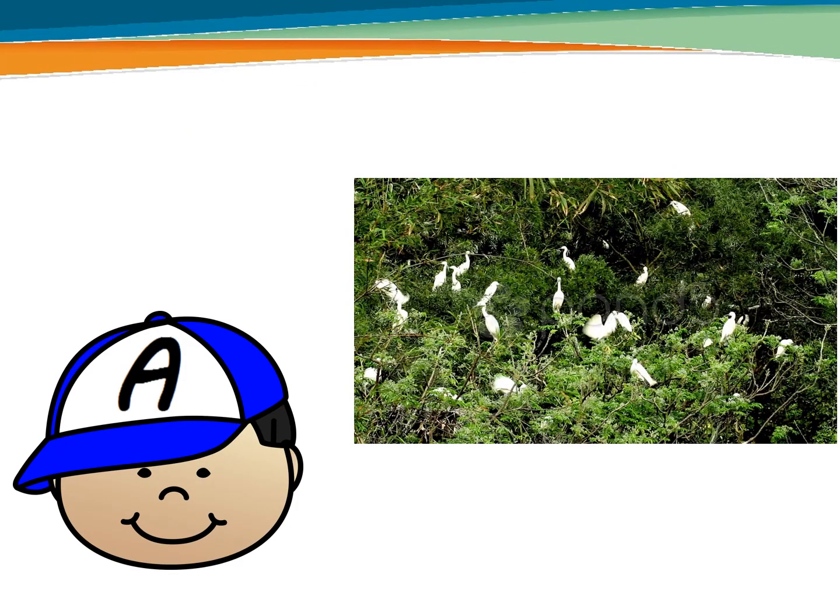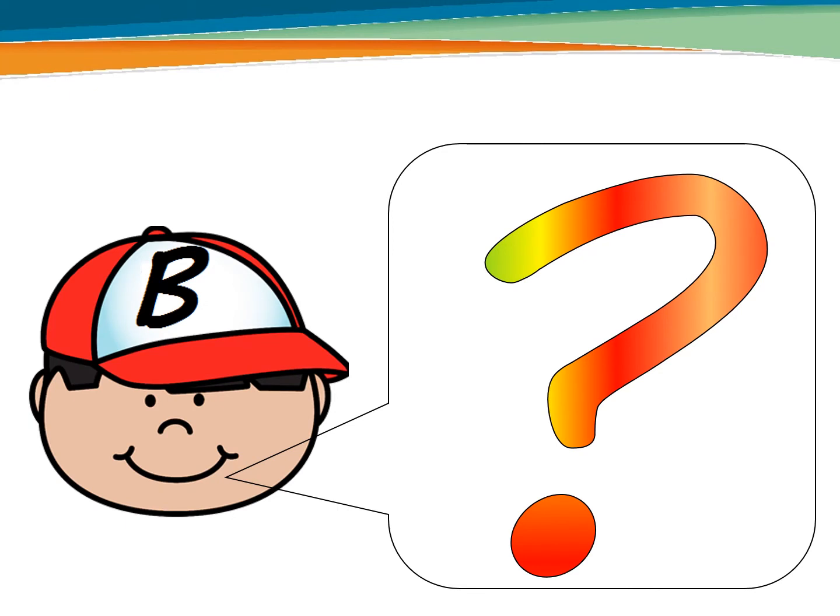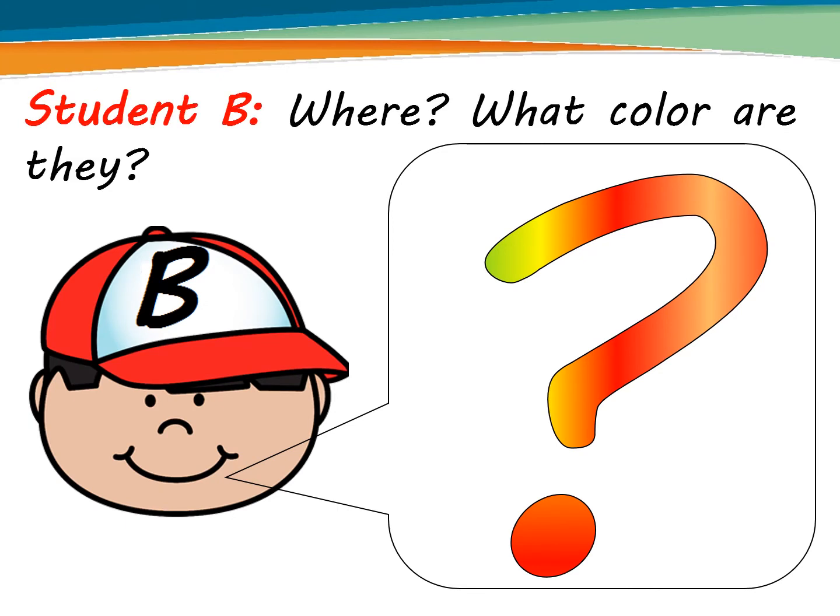Here is student A. He sees a tree with many birds and he says, "Hey, I see many birds in that tree." Can you read the sentence again? Hey, I see many birds in that tree. Student B asks, "Where? What color are they?" Where? What color are they?